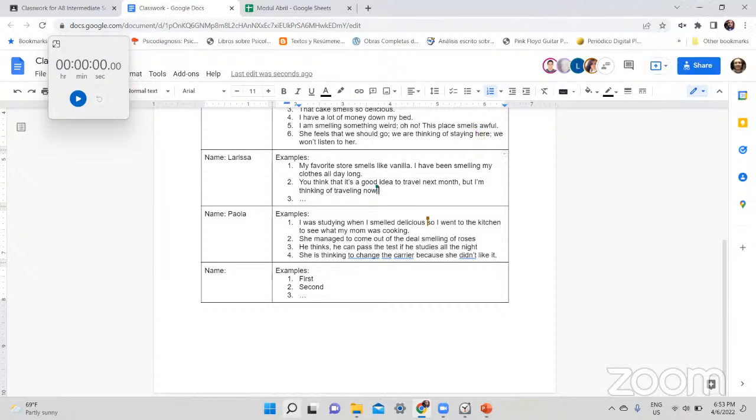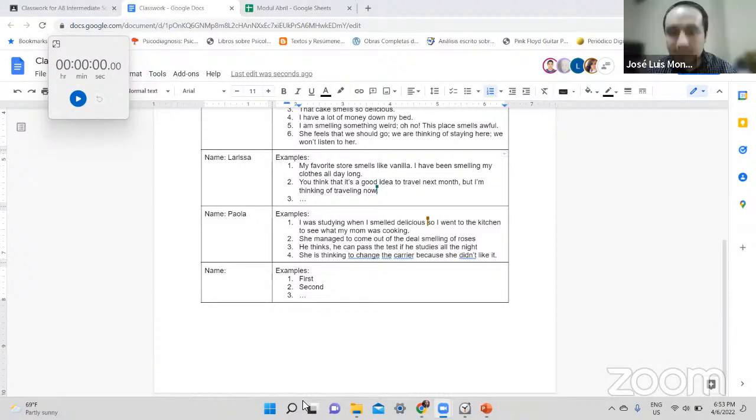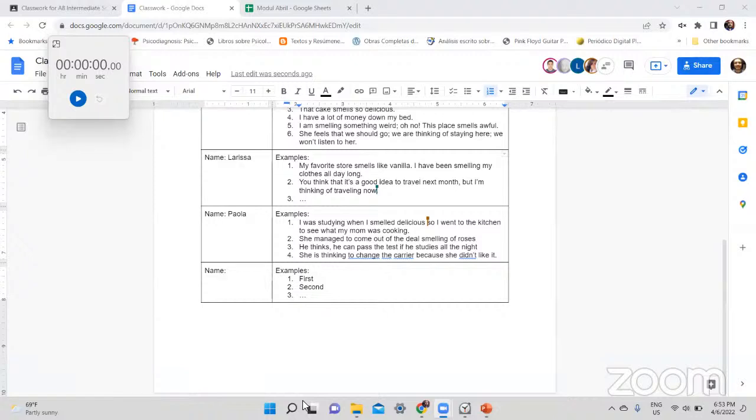Okay. I was studying when I smelled delicious, so I went to the kitchen to see what my mom was cooking. Good. Let's keep going, please. Okay. The second, she managed to come out of the deal smelling of roses. He thinks he can pass the test if he studied all the night. And she is thinking to change the career because she didn't like it.